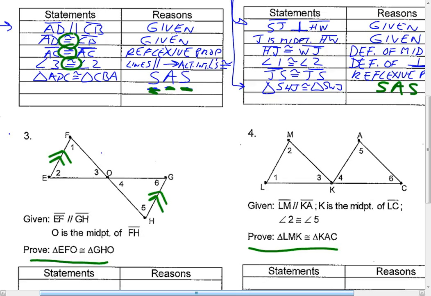O is the midpoint of what? Do that. Underline and circle. Whatever you've circled after the word midpoint is the thing that's getting cut in half. So F to H is what we're breaking into 2 pieces. How do you show that it's broken into 2 pieces? What should I throw in here? Am I breaking up the other segment? No, I have no information about EG. All I'm dealing with is FH.